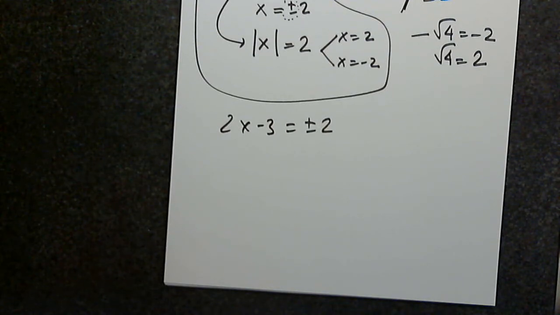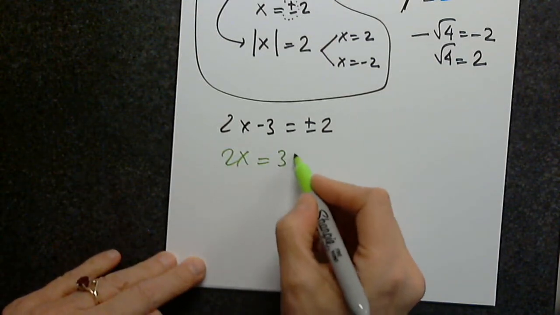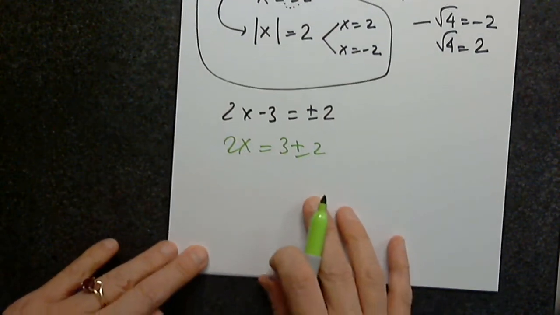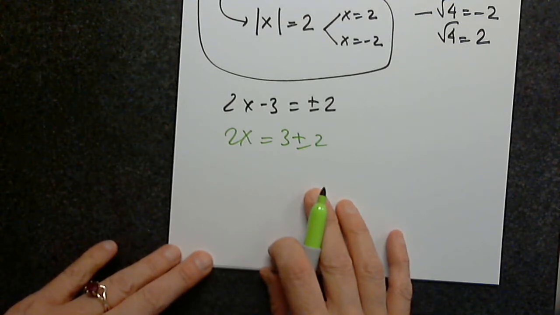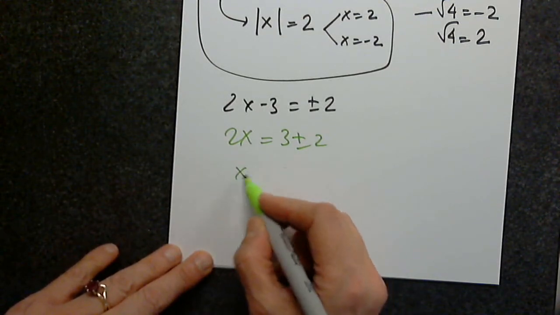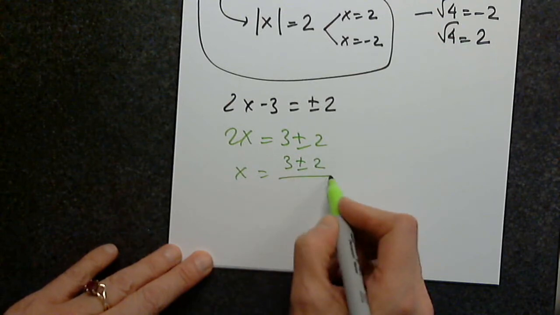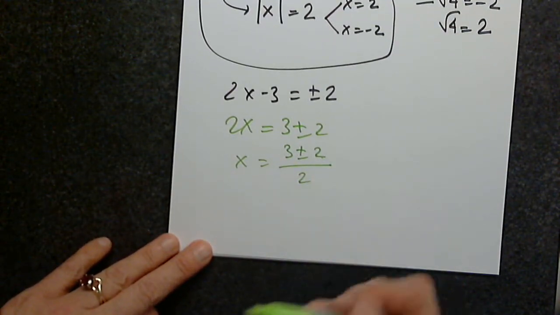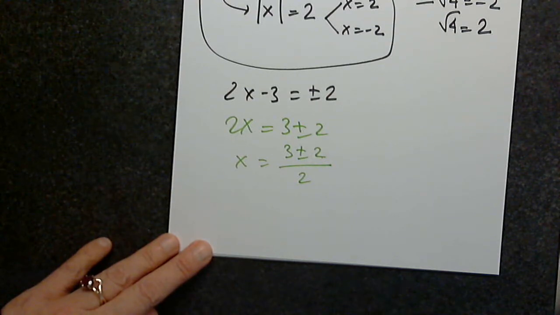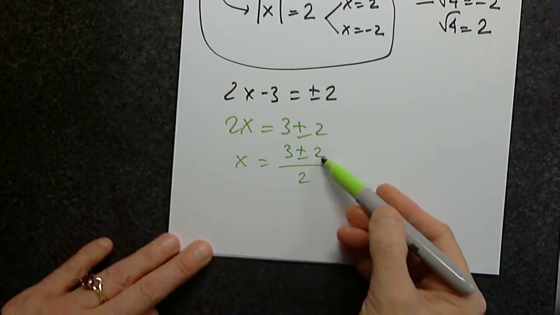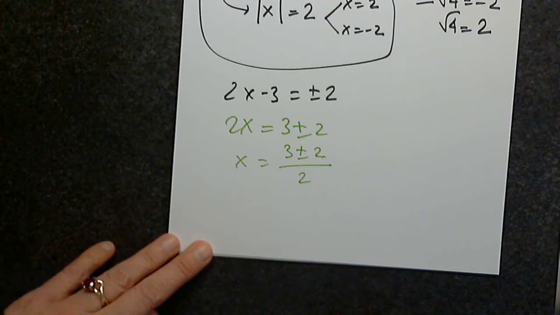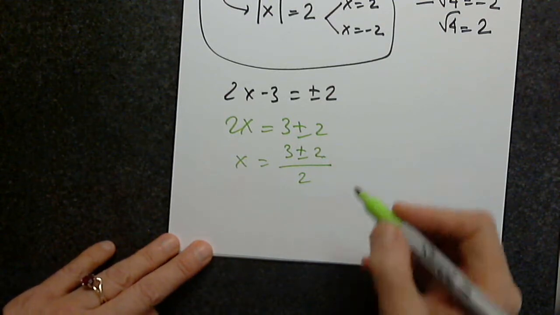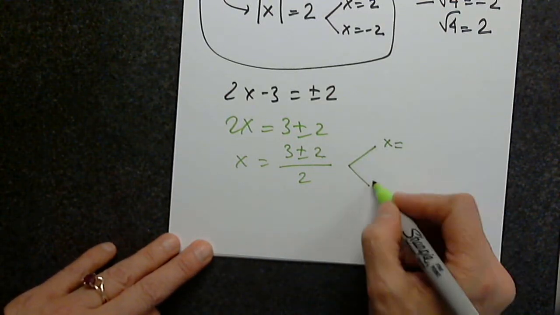Divide both sides by 2. I have to move 3 first. Oh, yeah. I have to move 3 to the other side. So 2x equals 3 plus or minus 2. And then I have x equals 3 plus or minus 2 divided by 2. Can I simplify this 2 with this 2? No, because they are terms. Awesome. But I have to separate them, though.